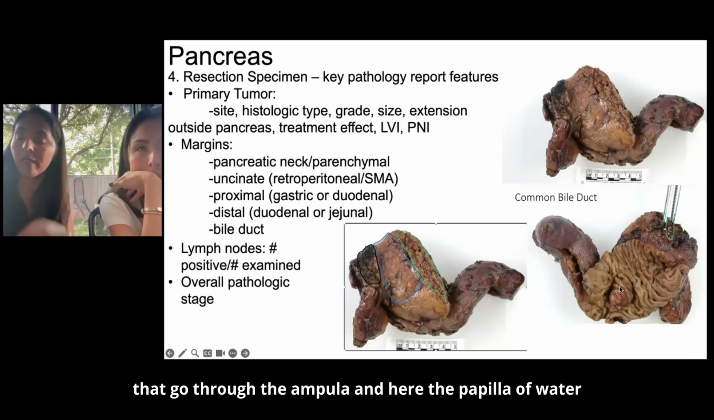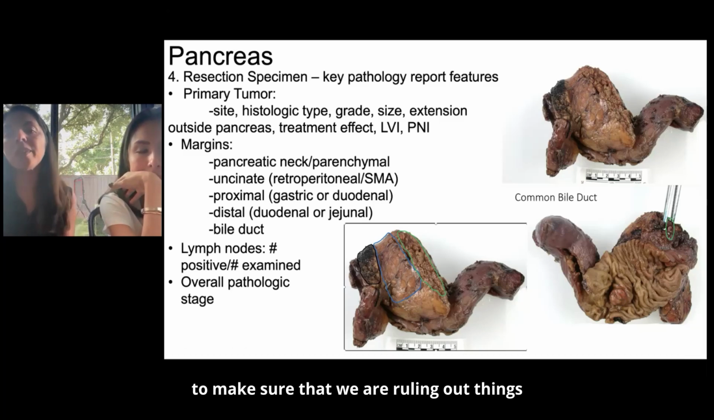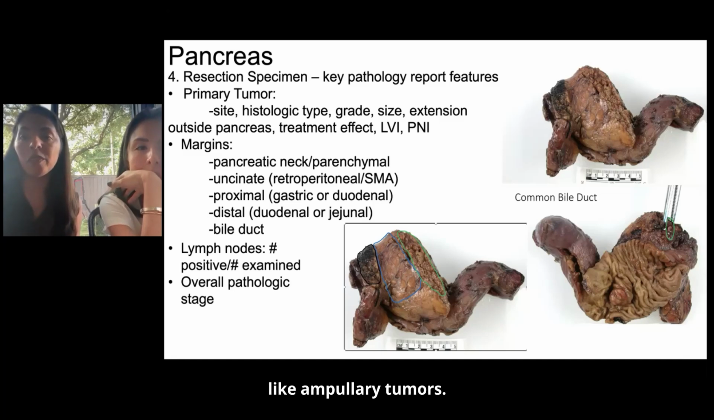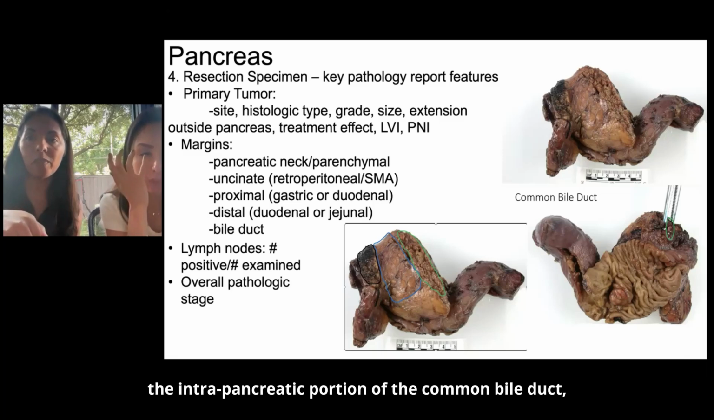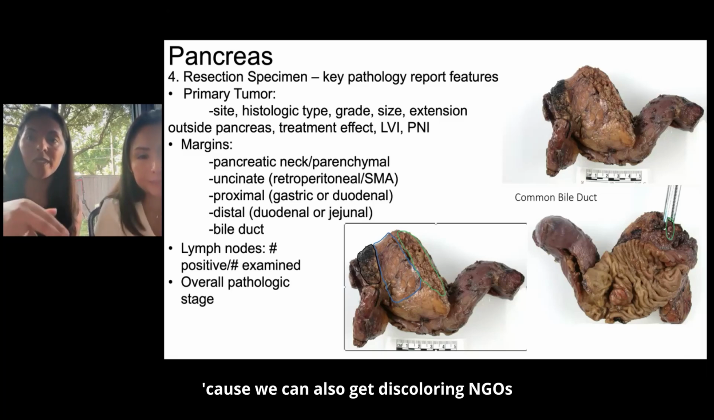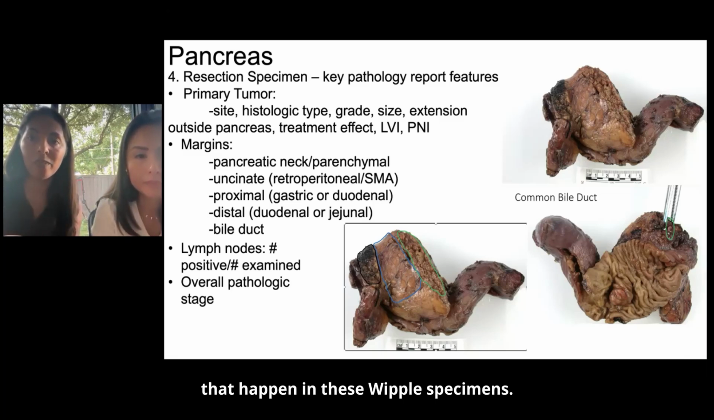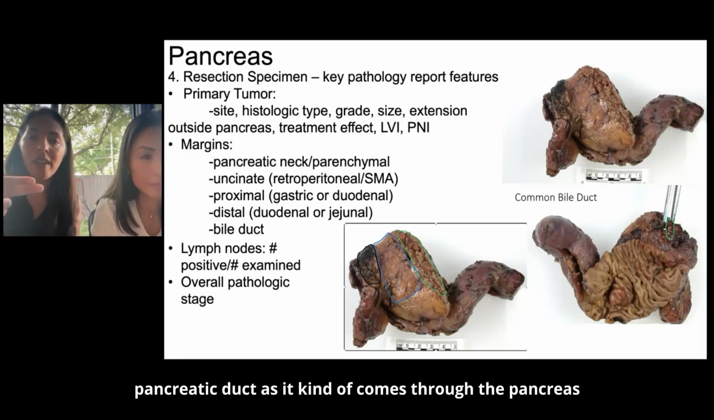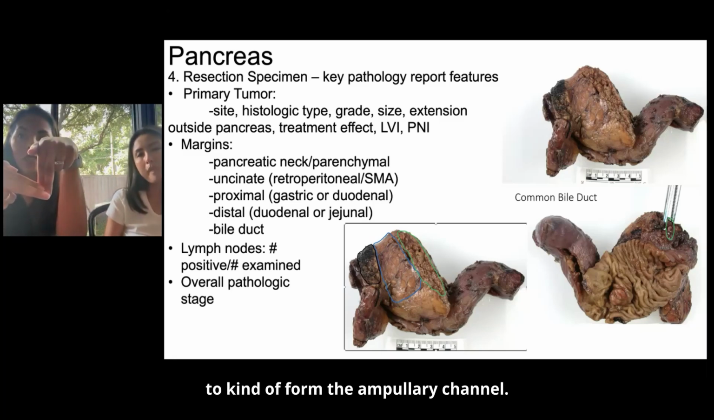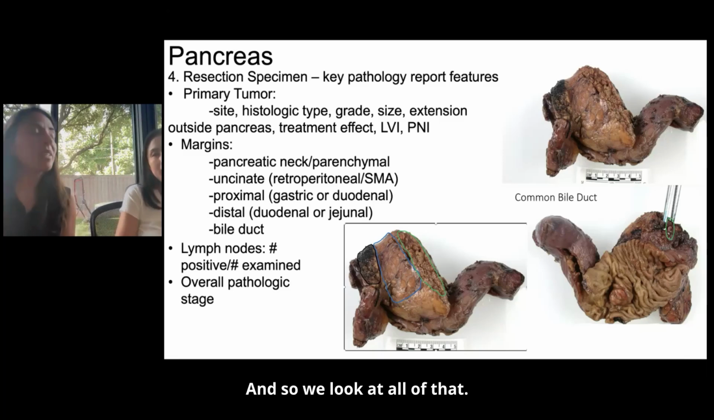Here at the papilla of Vater, we want to make sure that we are ruling out things like ampullary tumors. We want to cut through sections that include the intrapancreatic portion of the common bile duct because we can also get distal cholangiomas in these Whipple specimens. And then making sure that we see the main pancreatic duct as it comes through the pancreas and meets that common bile duct to form the ampullary channel. And so we look at all of that.